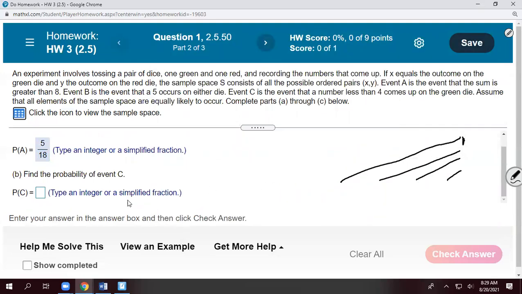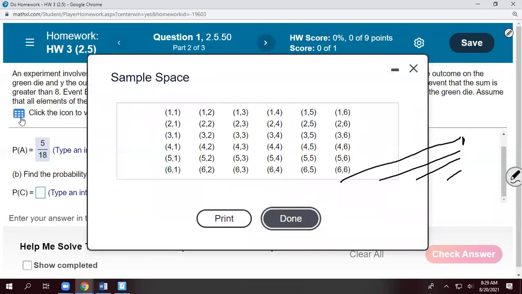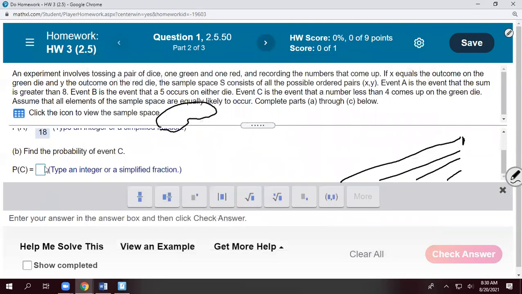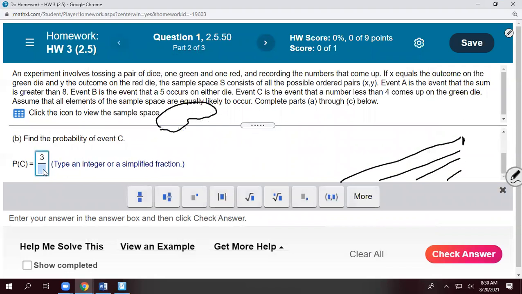Okay. Find the probability of event C. Now, C is the event that a number less than 4 comes up. So let's open it up again. A sum less than 4 is just 1,1, 1,2, and 2,1. These are the only 3 points where the sum is less than 4. So 3 out of 36, and that's 1 out of 12.